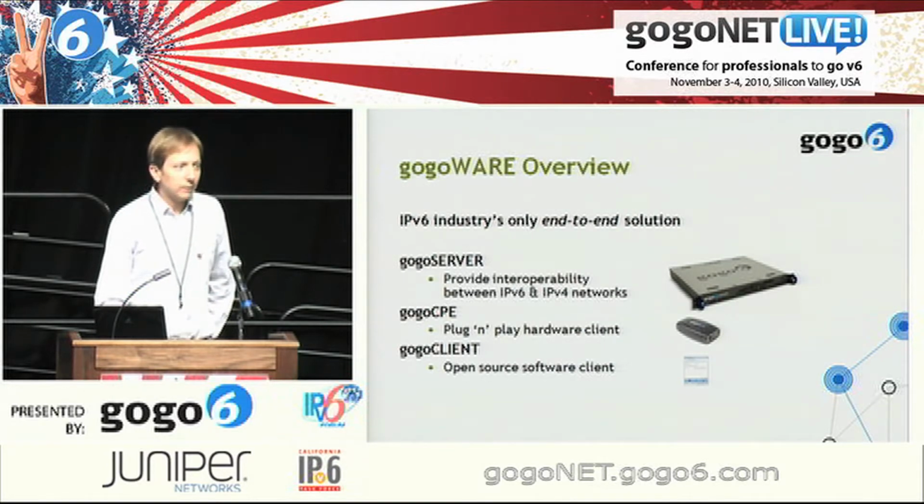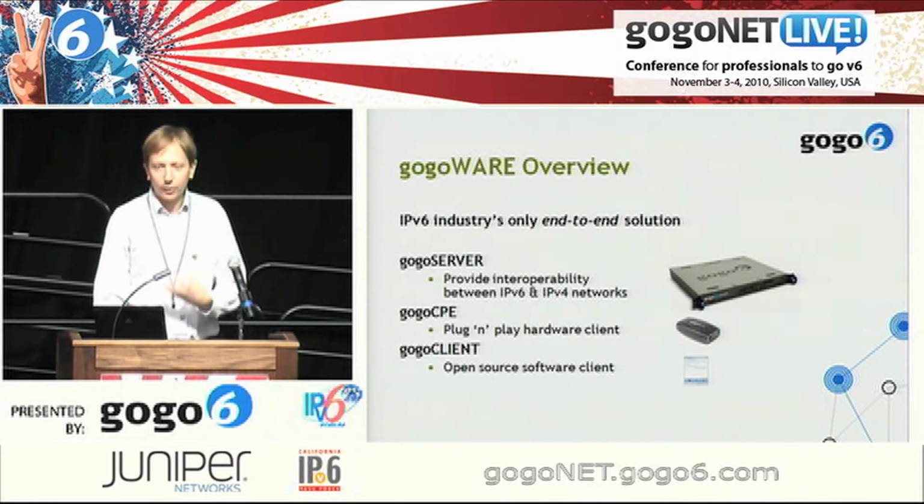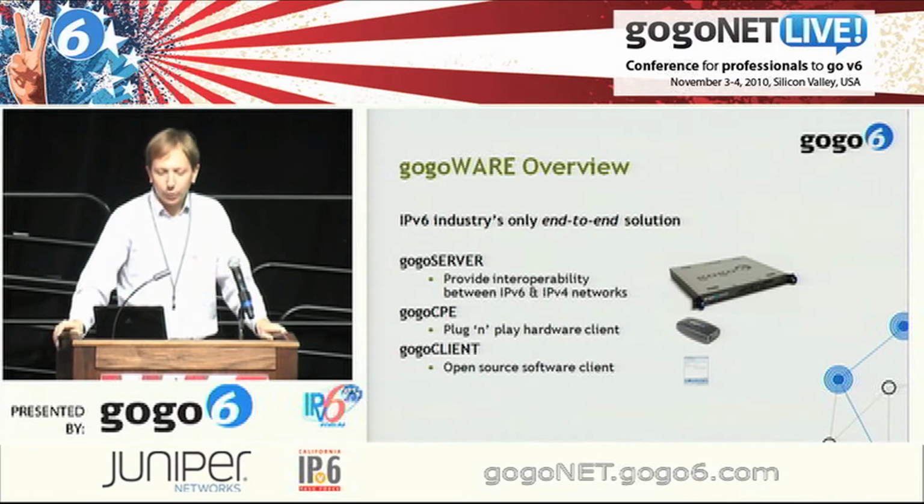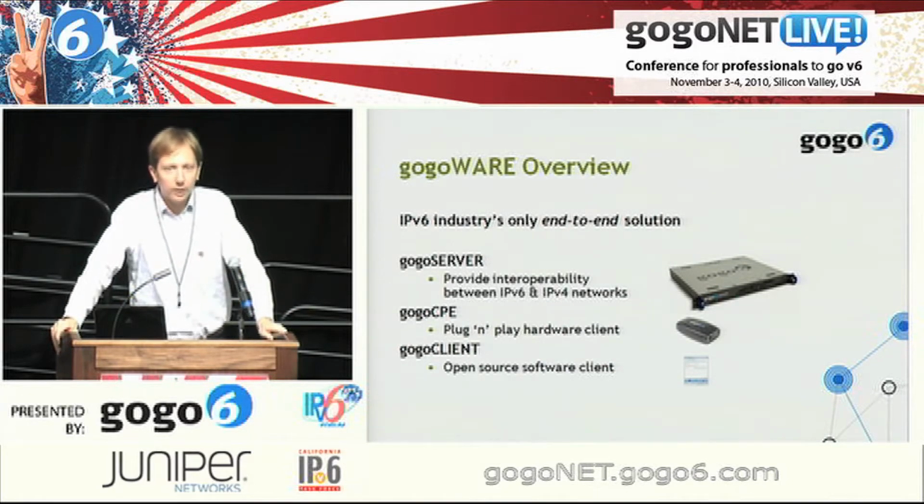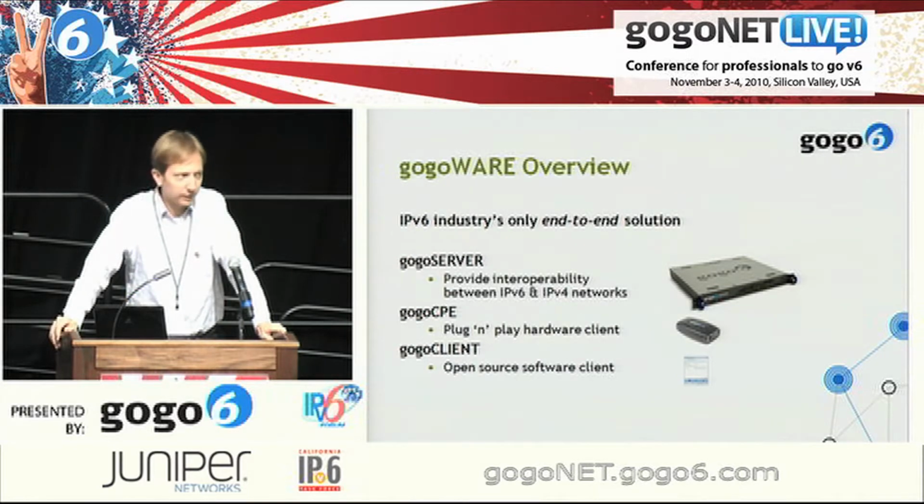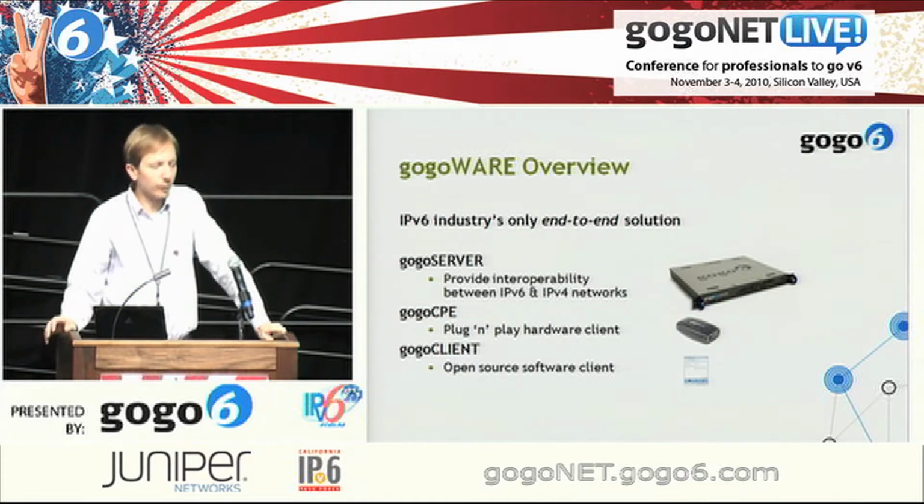Right now, we're the only ones with an end-to-end solution. That is, we have the client side and we have the server side to deploy IPv6. There's a lot of work going on from the big vendors on the server side, but this is the only complete solution available. So we have the Gogo server, which is a tunnel server that does a variety of protocols, both to do IPv6 over IPv4 and to do IPv4 over IPv6. We have the gogo6, which is the home router for IPv6. And then we have the software client for the case you don't want to use a hardware client.